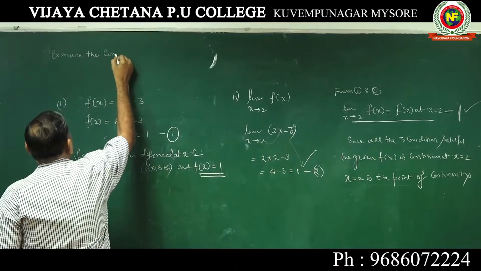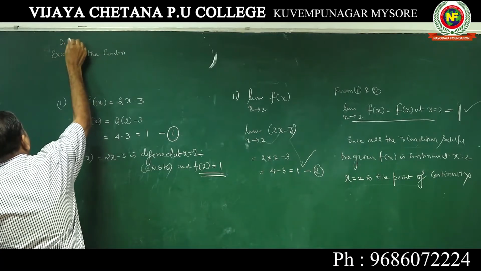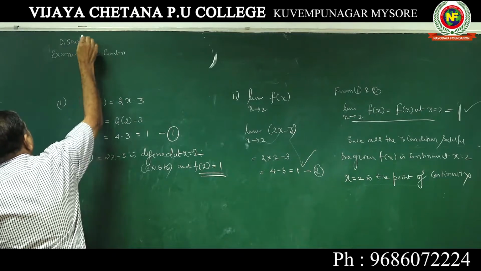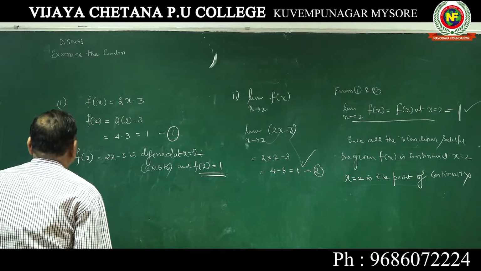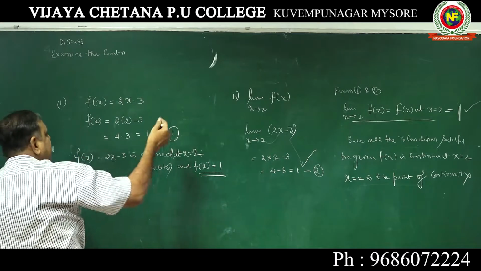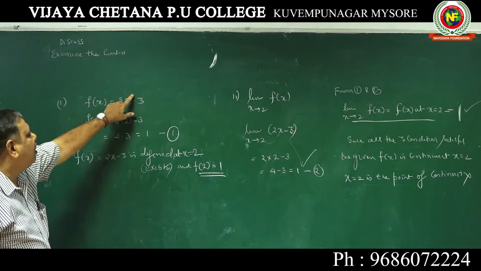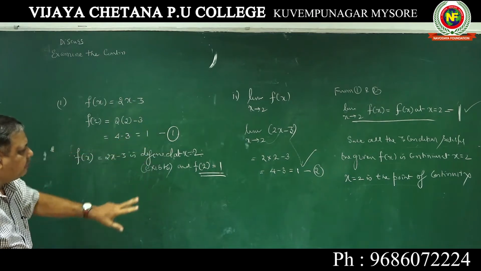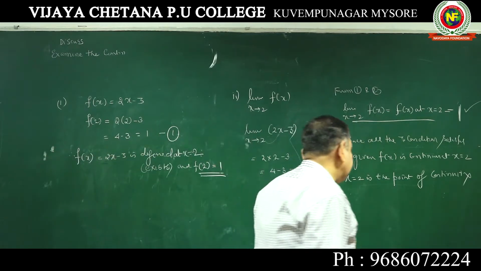Continuity for the function. They can give Examine or Discuss, both are the same. They can give Discuss, Examine or Verify, or Prove that. All of them mean the same, because a polynomial function, since this degree is 1, all polynomial functions I am telling you are continuous functions. That is why we take that and write it in Rolle's theorem also.